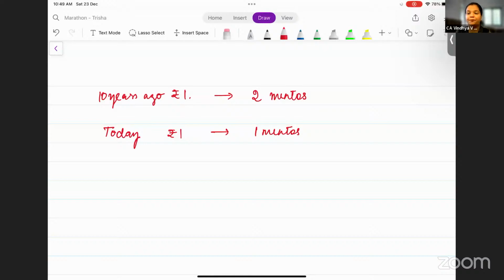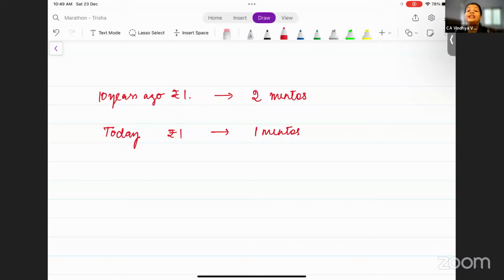And that is why we say time value of money. That is, the value of money with respect to time. It keeps changing. For example, if you have 1 lakh rupees today in your pocket, will this 1 lakh remain the same after 1 year? Yes, it will remain 1 lakh only, provided you don't spend.